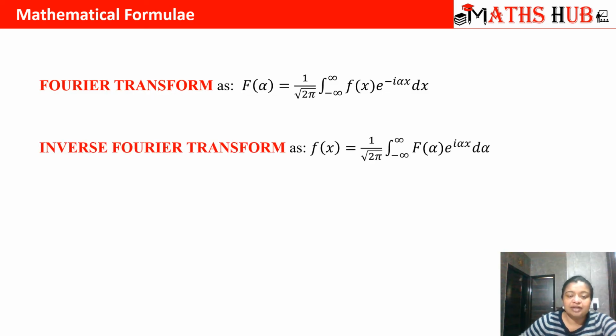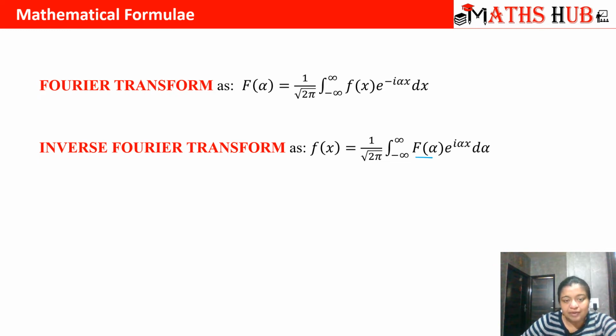And the second formula is for the inverse Fourier transform. So here the input variable will be the transform, that is F of alpha, and we will have the coefficient along with it, e to the power iota alpha x d alpha, and we have the constant 1 by under root 2 pi, and we integrate it from minus infinity to infinity.